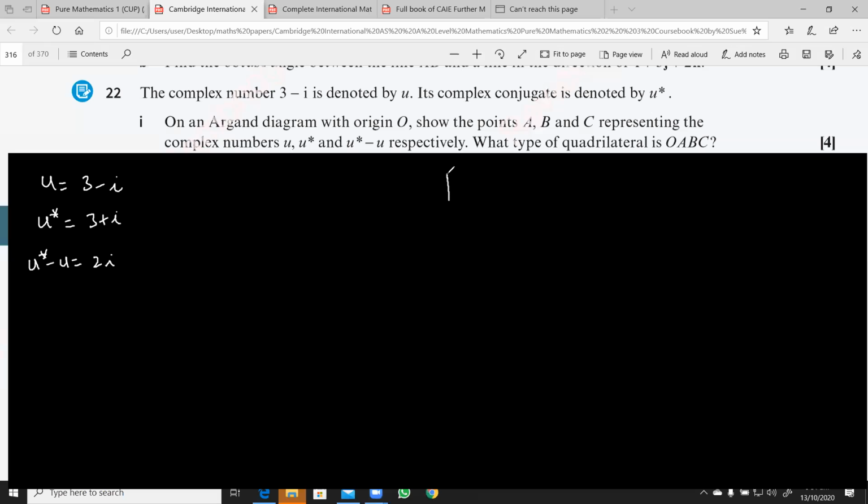So let's have that Argand diagram. Okay, the Argand diagram. Origin is O, and the point A is to represent u, which is 3 minus i. 1, 2, 3, and here is minus i. That is your A. B is u star. So 1, 2, 3, and here is your 1. Okay, so this is your B.